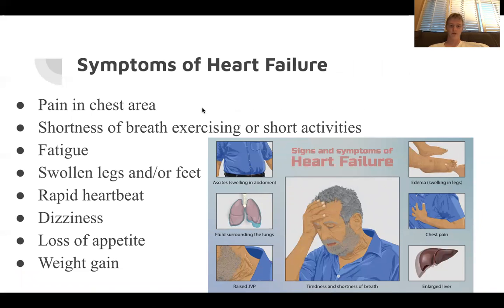Symptoms of heart failure: you could have pain in the chest area, possibly from stiffness of your heart, and shortness of breath when exercising or doing short activities. When you're even running up the stairs or bringing in groceries from the car and you get shortness of breath, that might be an indication of heart failure. Fatigue, edema, which is swelling in legs and feet, and rapid heartbeat, of course, because your heart is trying to pump out as much blood as it can, and weight gain, of course, because of the increase in muscle mass from the contracting cells.